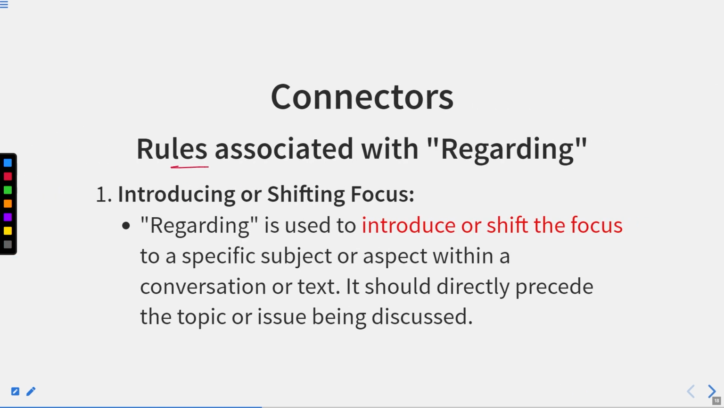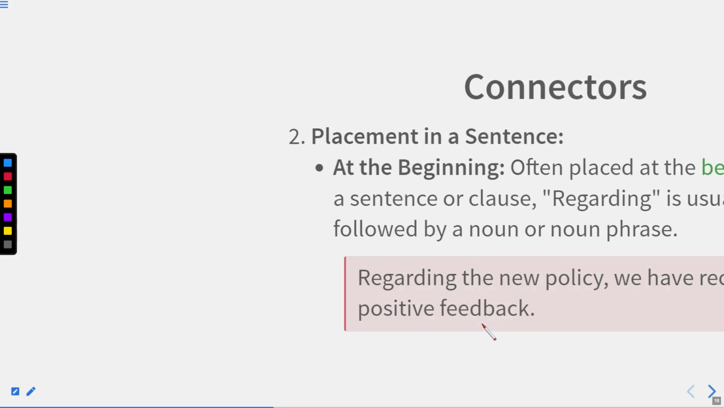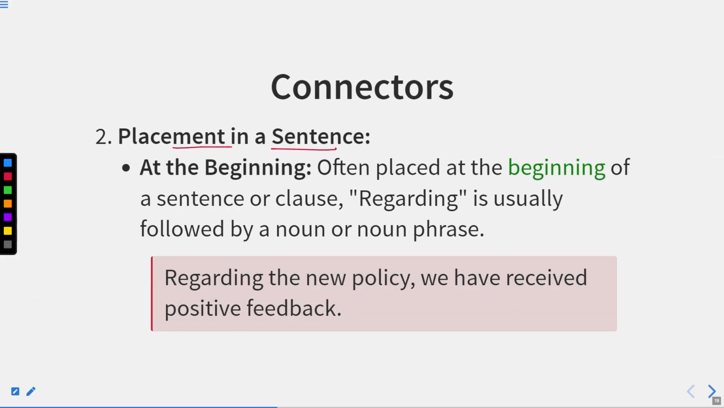Now let us see some rules associated with regarding. First of all, introducing or shifting focus. Regarding is used to introduce or shift the focus to a specific subject or aspect within the conversation or text. It should directly precede the topic or issue being discussed. Placement in a sentence at the beginning: often placed at the beginning of a sentence or clause. Regarding is usually followed by a noun or noun phrase.